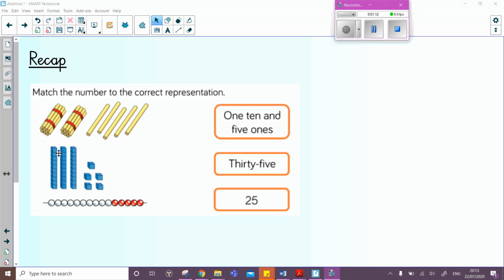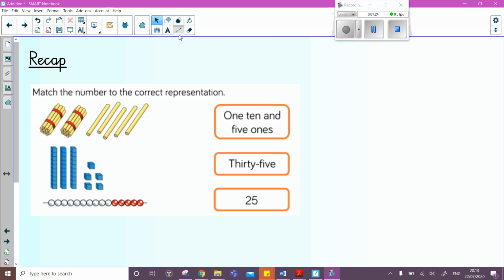So if we chose this one here, we have got 10, 20, 30, 31, 32, 33, 34, 35. So if I were to match the representation to the correct number, I would draw a line here. So that has given you a little bit of a clue now. Have a go and see if you can match up the other two representations, and then we'll come back and check them.